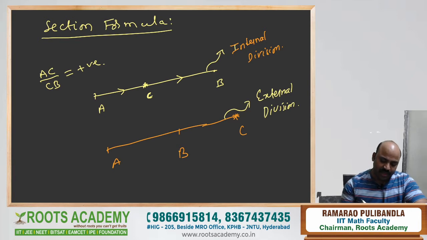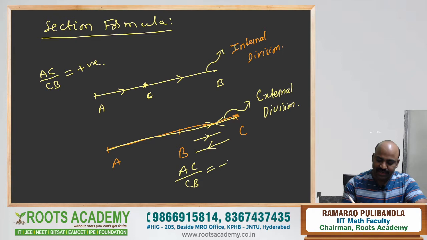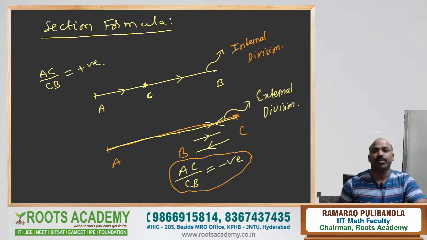Whereas when you look at external division, C divides AB in the ratio AC by CB. Both are in opposite directions, this direction and this direction. So the ratio in which it divides is negative. So here is one beautiful point we can understand: internal division is always positive, external division is always negative. I hope all of you got this meaning of it.